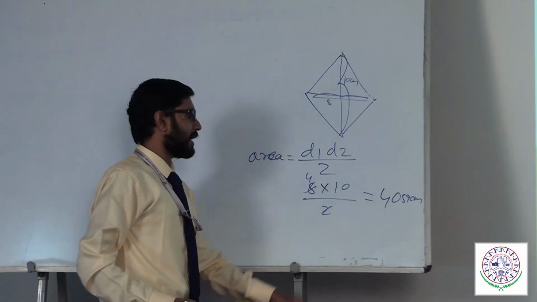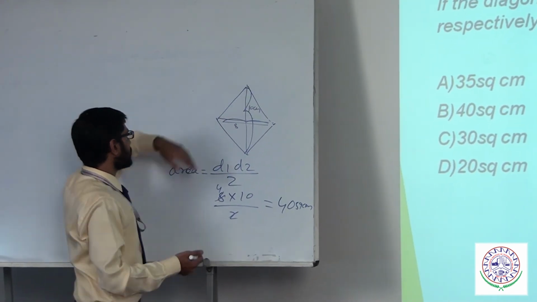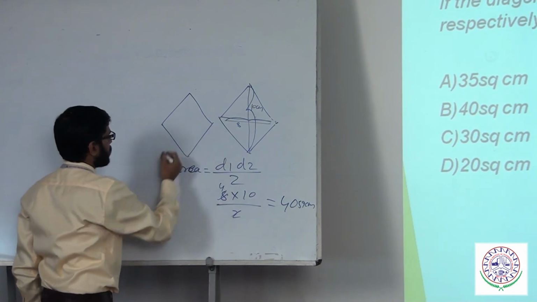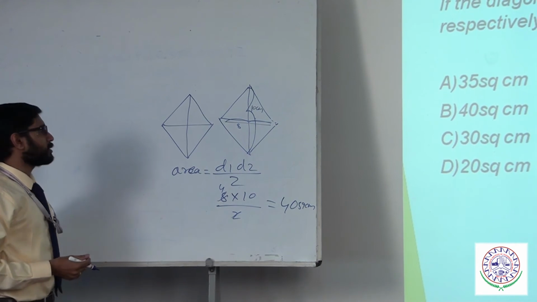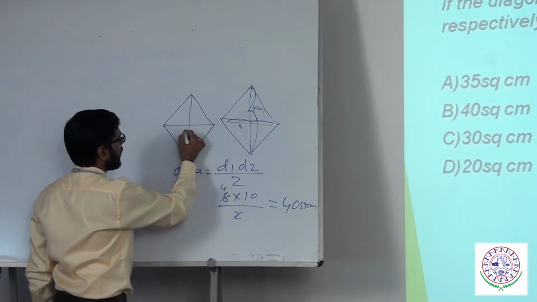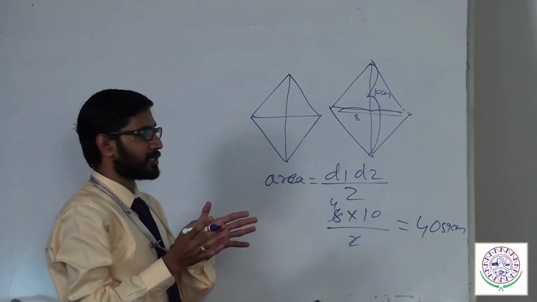Okay, so this is the answer for this. Sometimes you can consider this rhombus as having 4 triangles present. So you can also use the half into base into height method. If you want to take that, this entire diagonal will be 8 centimeter. So how many triangles are present in the rhombus?